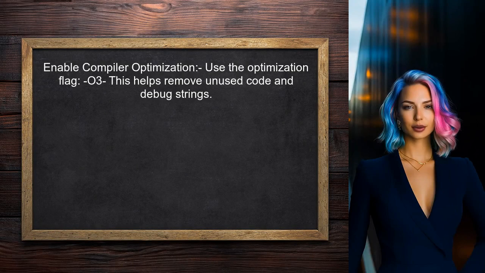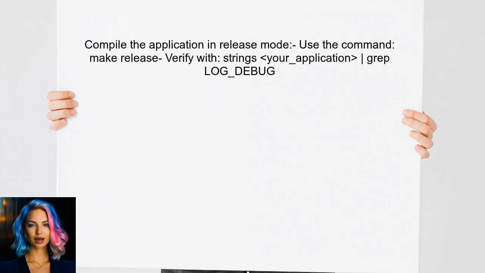After updating the macro, the user should also consider using compiler optimization flags. The user can enable optimizations that remove unused code, which can help eliminate any leftover debug strings. Finally, the user should compile the application in release mode and verify that the debug strings are no longer present. They can use the strings command to check the compiled binary.